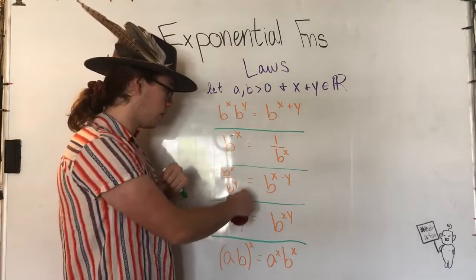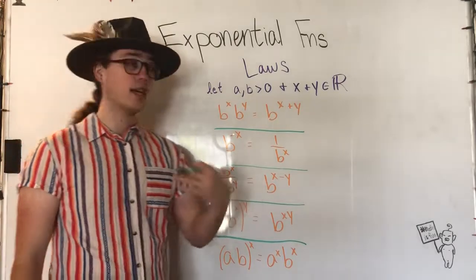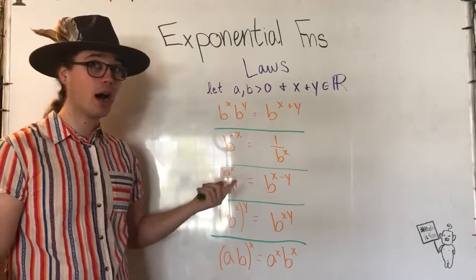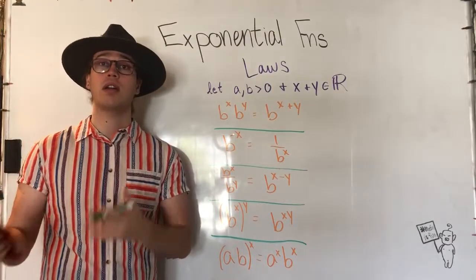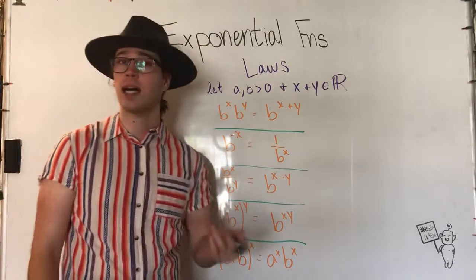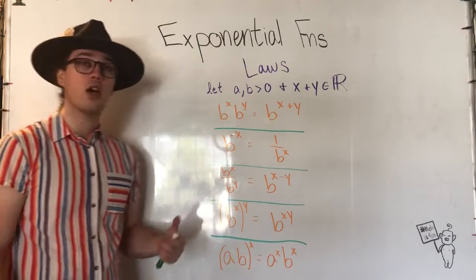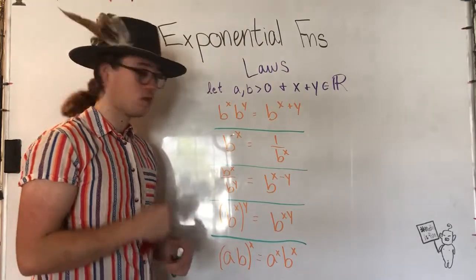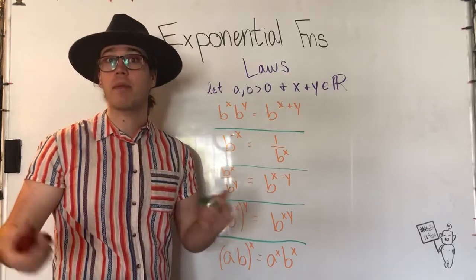So that will help us with our third one, which states b to the x over b to the y is equal to b to the x minus y. And that should make sense because 1 over b to the y is b to the negative y. Then we have b to the x power to the y power. This is in fact going to be b to the x times y, and this should make sense because we have x many b's, y many times, so that would be x times y many b's.